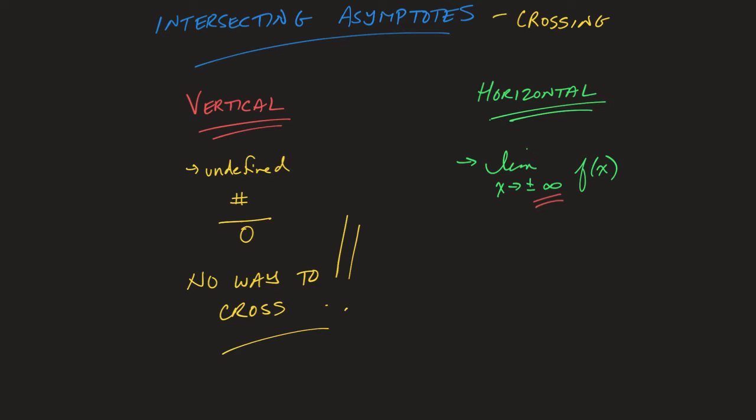So it is possible to cross horizontal asymptotes. Our function could have that y value as an output. It's just that in its extremes, it tends to approach a different value. So what I want to do is go through a scenario where we can see how the curve crosses there and what it might look like.